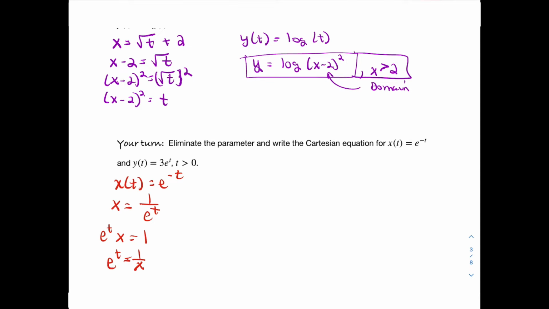I'm going to stop here. I'm not actually going to get t by itself. I can stop here because my y equation has e to the t, and so I can replace every e to the t with 1 over x, and that works for me in this case. So don't do extra work you don't need to do. So let's go to our y equation, which is 3e to the t. I'm going to get it in our Cartesian equation form, or rectangular equation form. I'm going to replace e to the t with 1 over x, and so y is equal to 3 over x, and you are done.